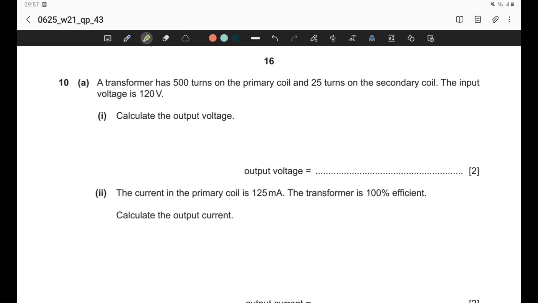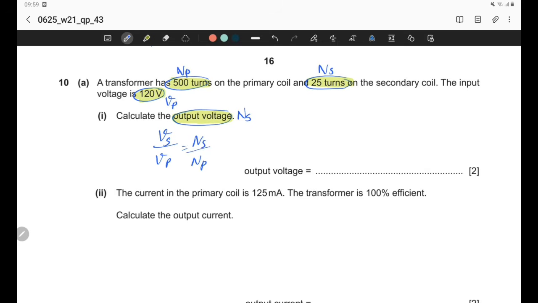Question 10 part A: A transformer has 500 turns on the primary coil and 25 turns on the secondary coil. The input voltage is 120 volt. Calculate the output voltage. So we are provided with Np, that is the number of turns in the primary coil, and Ns, the number of turns in the secondary coil, and the input voltage, that is the voltage at the primary coil. We need to calculate the output voltage, or the voltage at the secondary coil. So we can write the transformer equation, which relates the voltage and number of turns, that is Vs over Vp is equal to Ns over Np.